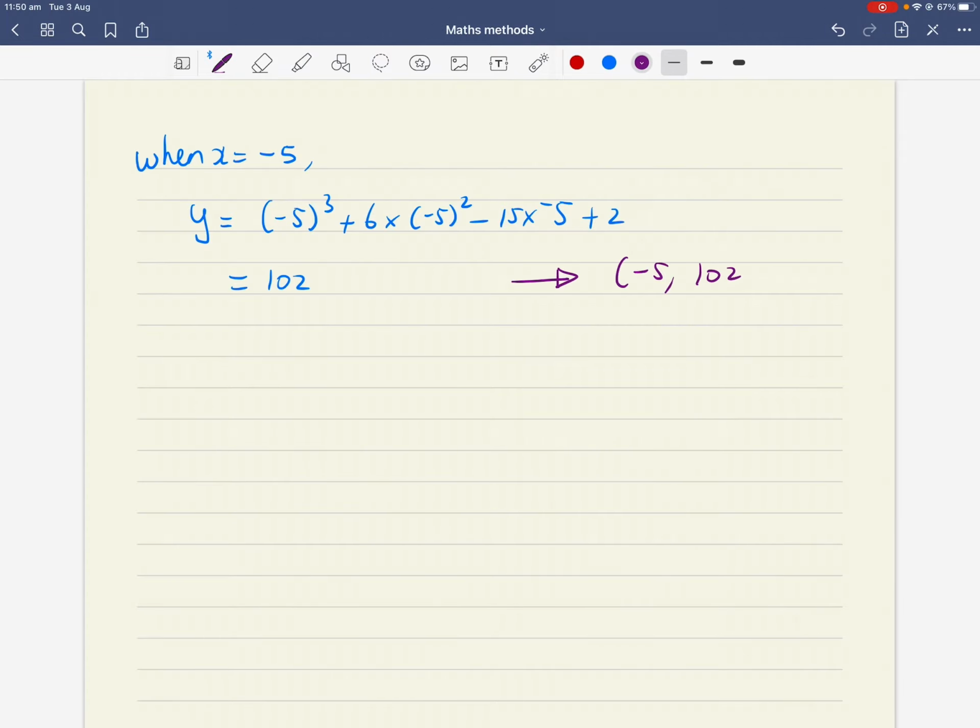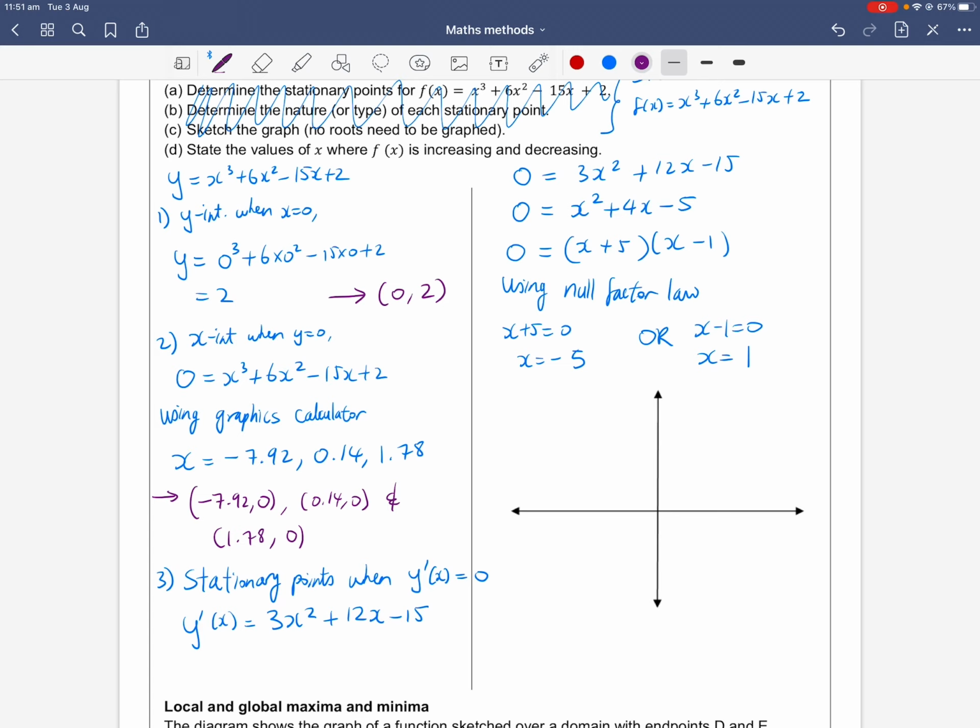y is 1 cubed plus 6 times 1 squared, so putting it into the original function, minus 15 plus 2. That gets us minus 6. So we have the other stationary point at (1, -6). So we have the y-intercept, we have the x-intercepts, and we've just solved for where the stationary points are. Point meaning we have an x and y coordinate.